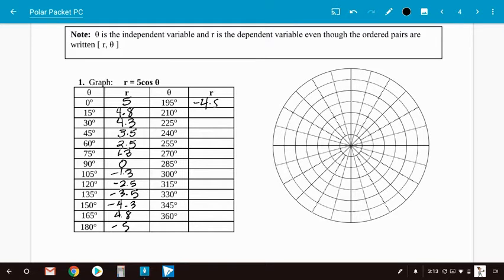Negative 4.83, negative 3.5, and you can round. This isn't going to be perfect. 0, 1.3, 2.5.